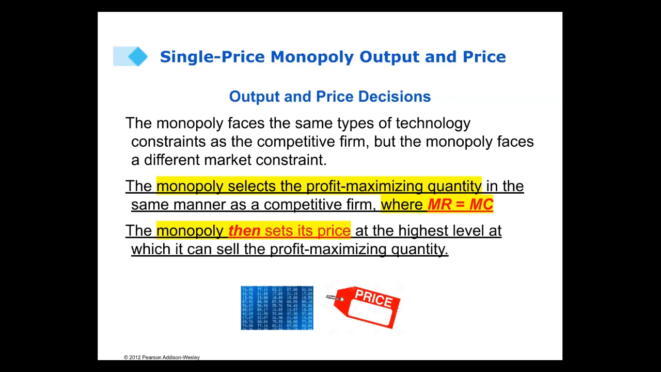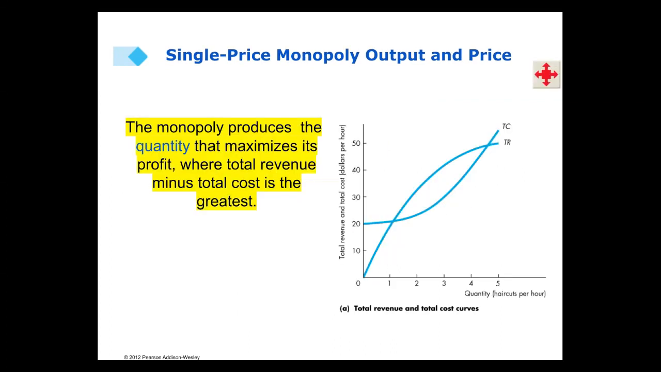So in a monopoly, the monopolist will set the quantity the same way that it's done in perfect competition. As a matter of fact, the same way it's done in all market structures. They select the profit maximizing quantity where the marginal revenue is equal to the marginal cost. And then they decide what the price is by going to the highest price they can sell that quantity for. Let's take a look. So the monopolist will choose a quantity that maximizes their total economic profit. This is where the difference between their total revenue and their total cost is the greatest.